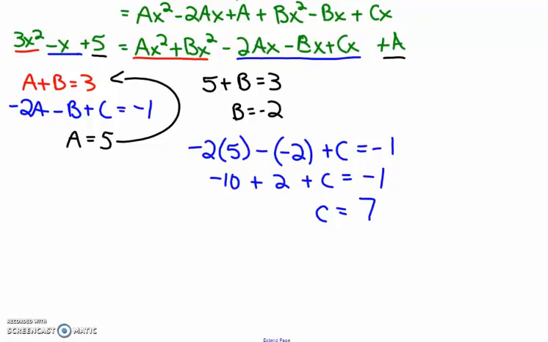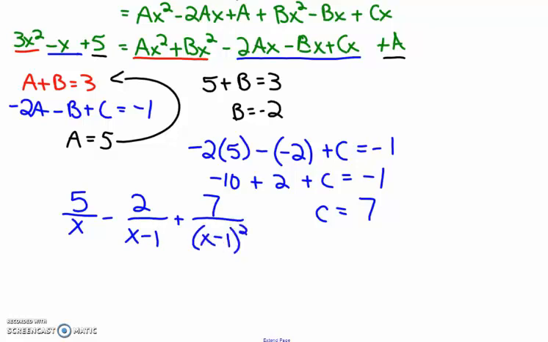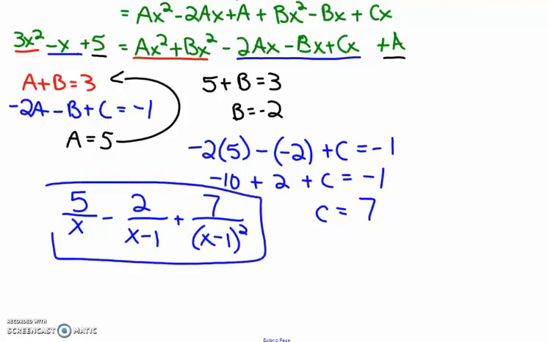So we end up with 5 over x minus 2 over x minus 1 plus 7 over x minus 1, and you can write that quantity squared, or you can write x minus 1 times x minus 1. Either one will do. And if you add those out, find your common denominators and everything, you will find that you get the original problem.